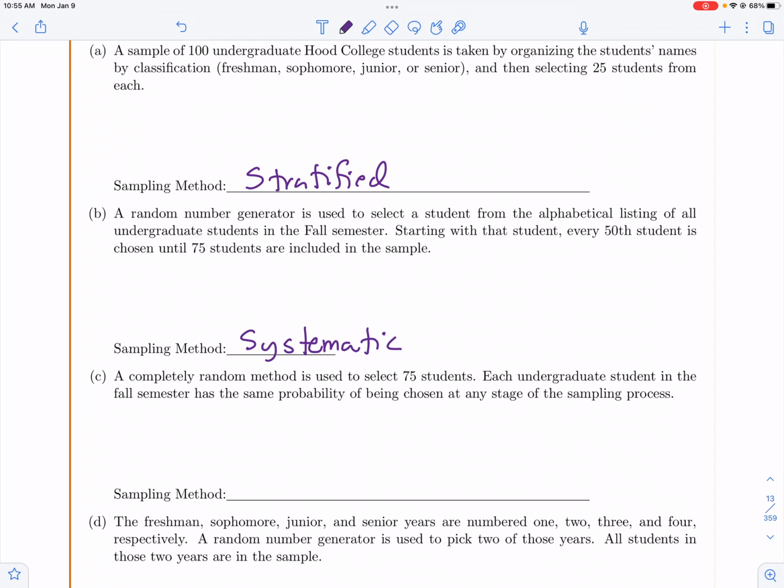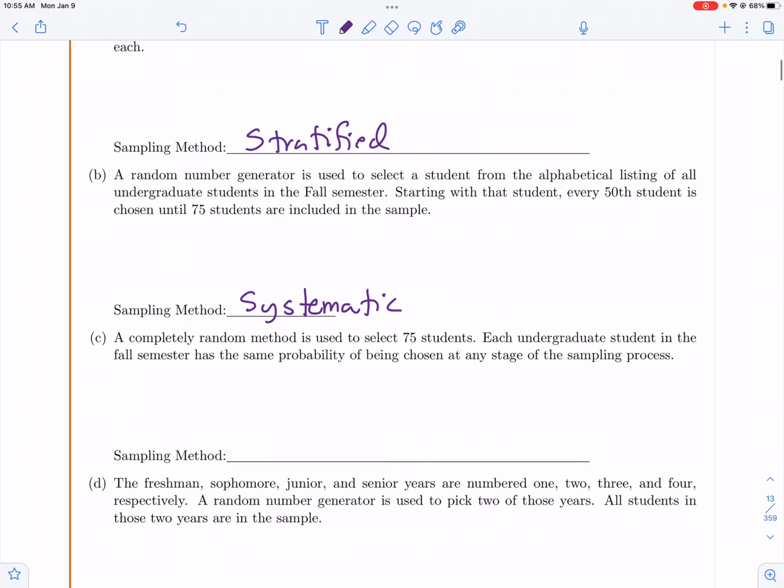Completely random method is used to select 75 students. Each undergraduate student in the fall semester has the same probability of being chosen at any stage of the sampling process. So this is going to be our simple random sample. So imagine they just threw all the names into a hat. They pulled out 75. So this is just our plain Jane simple random sample.